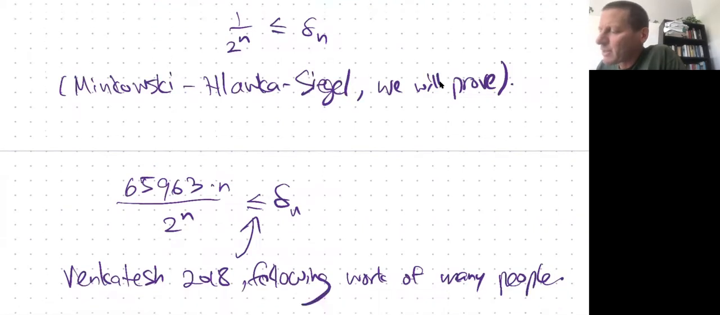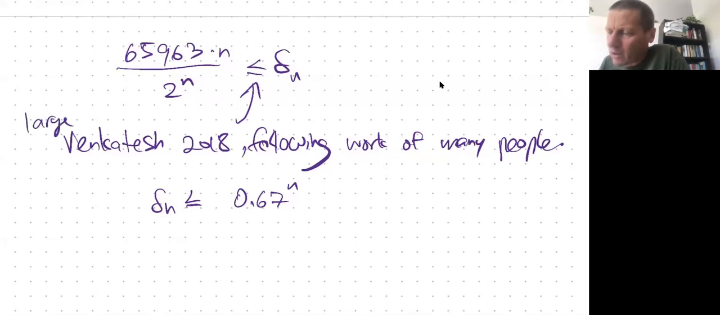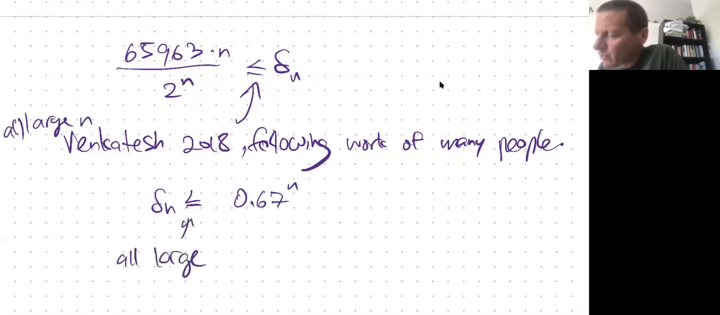And then there's an upper bound, delta n is less than roughly 0.67 to the n. And this only holds when n is large enough. All large n, and we're interested in what happens for large n. And this is a result of Kabatiansky and Levenshtein.